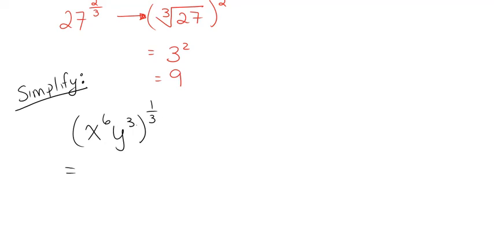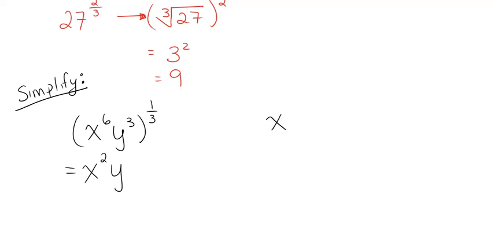So this is the power of a power law. So x to the power of 6 times a third would end up being 6 times 1/3, which would be 6/3, or just 2. And y to the power of 3 times a third would be 3/3, or just 1. Just simplify it to that.